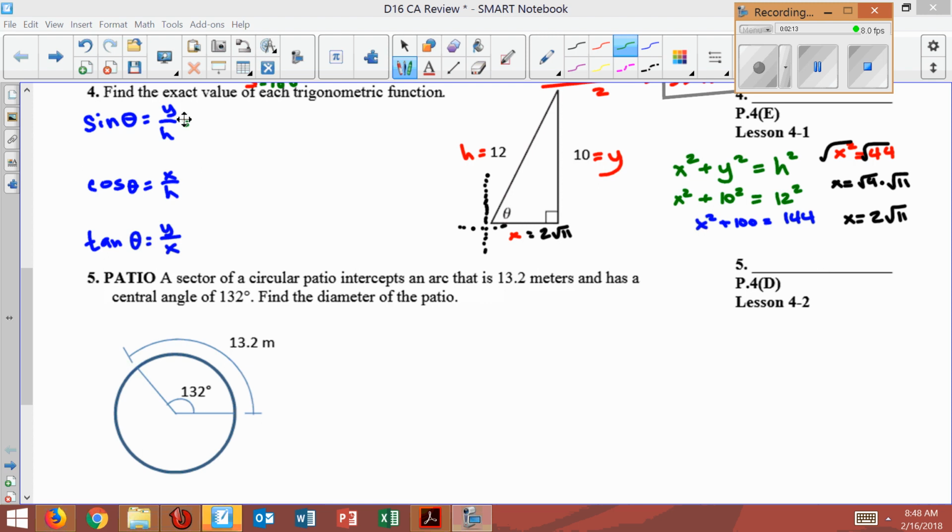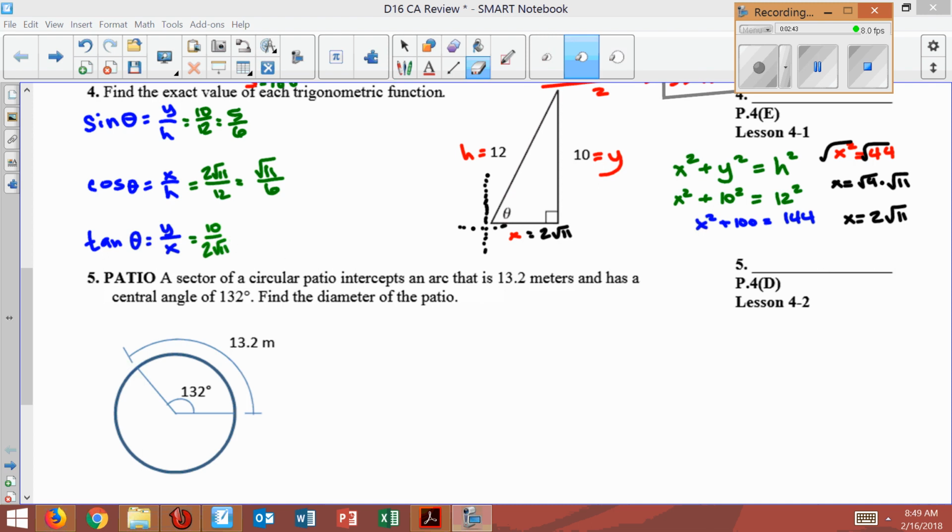So let's get our values. Here, sine is y over h, and this is 10 over 12, which will reduce to become 5 over 6. Cosine would be 2 times the square root of 11 all over our hypotenuse, which is 12. And this also reduces, so it'd be square root of 11 over 6. Tangent is y over x, so it'd be 10 over 2 square root of 11.